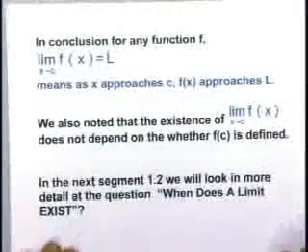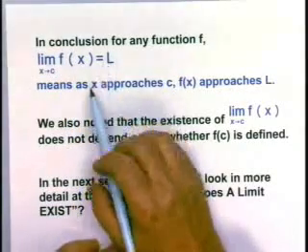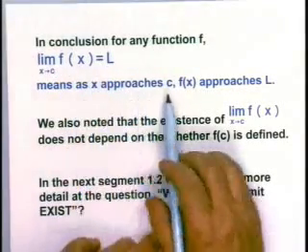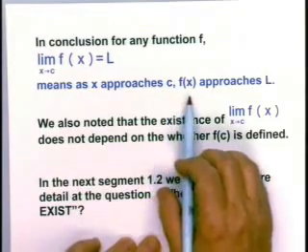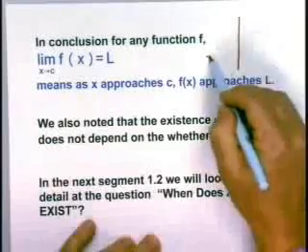In conclusion, for any function f, the limit as x approaches c of f of x is equal to L means that as x approaches c, f of x approaches L. Let me draw a diagram that fits this definition.